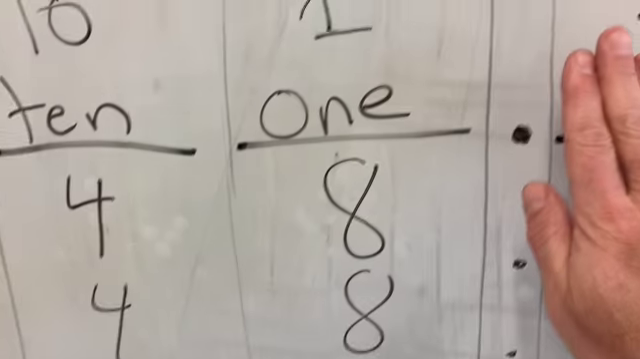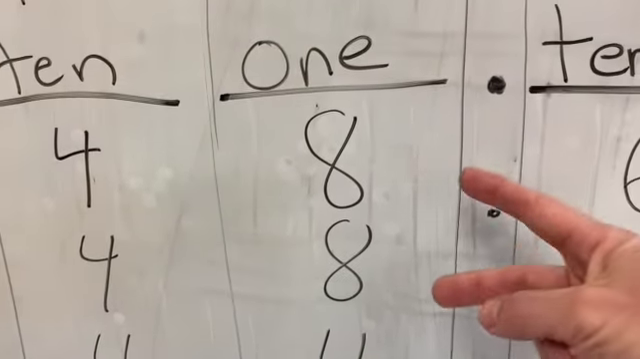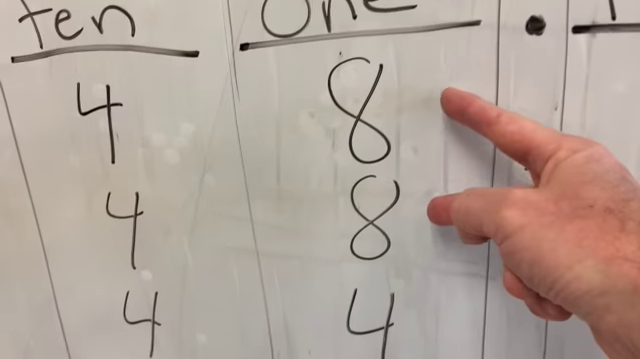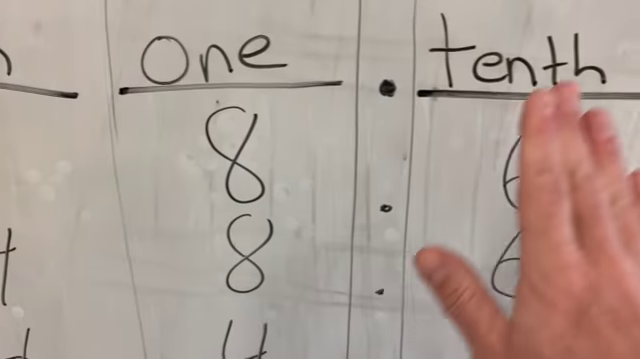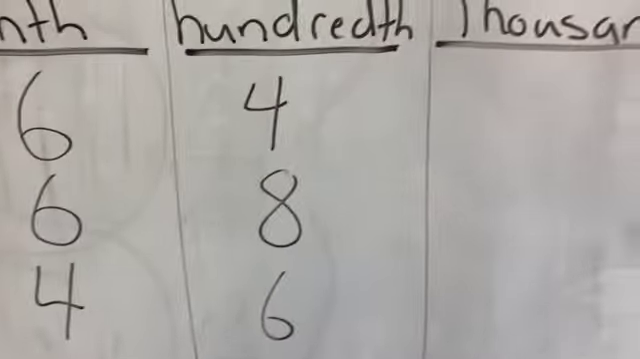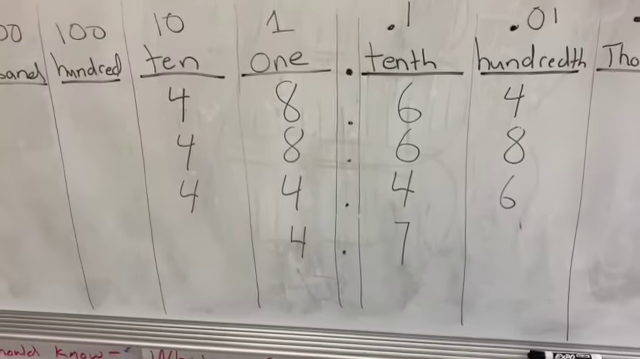Let's move to the ones. I have an 8, an 8, a 4, and a 4. So right now, I know that the top 2 are larger than the bottom 2. So if we were going to go greatest to least, I know that these 2 are the greatest. And we will continually go down the place value chart here to determine the order of these decimals.